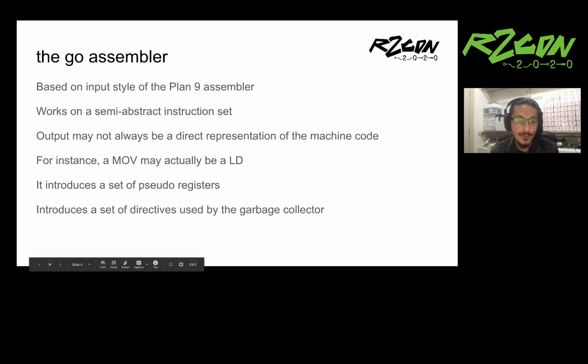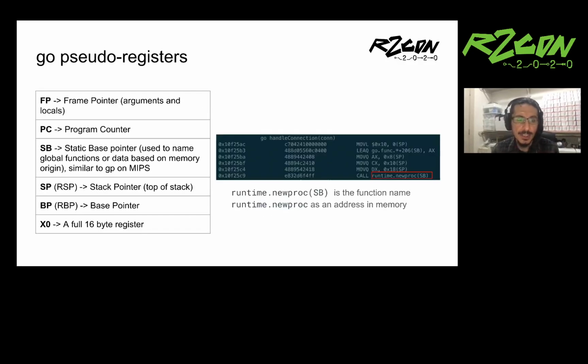So it also introduces a set of pseudo registers, which we'll look into in just a moment, and introduces a set of directives used by the garbage collector. We won't dive too deep into the directives. I will mainly take a look at the pseudo registers. So these are the Go pseudo registers introduced by the assembler. When you use tools like go tool objdump, you're going to see output like this, and in the output you might see some of these pseudo registers.